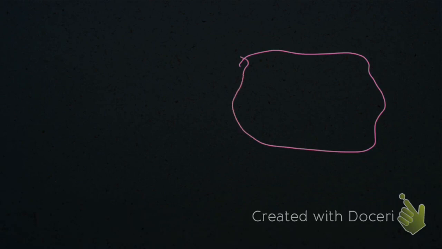Now let us suppose we have a closed surface. Let us suppose this is a closed surface, and we have considered that here at point O there is a charge q. So this is a point source situated at O inside a closed surface S.